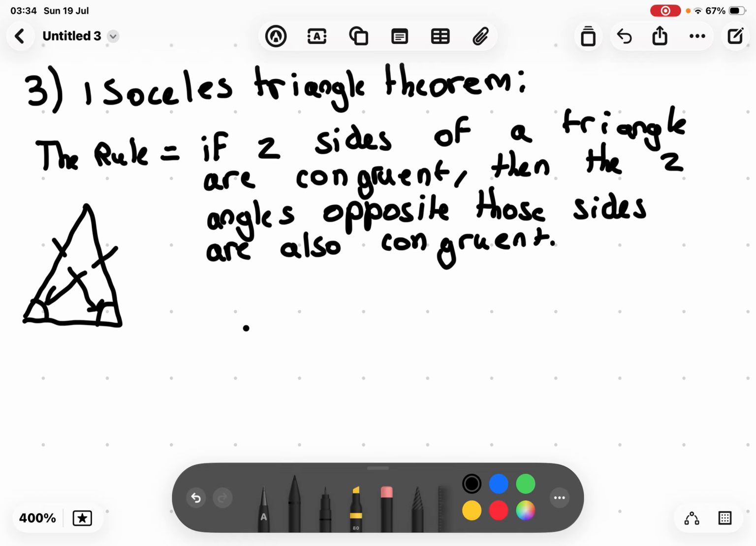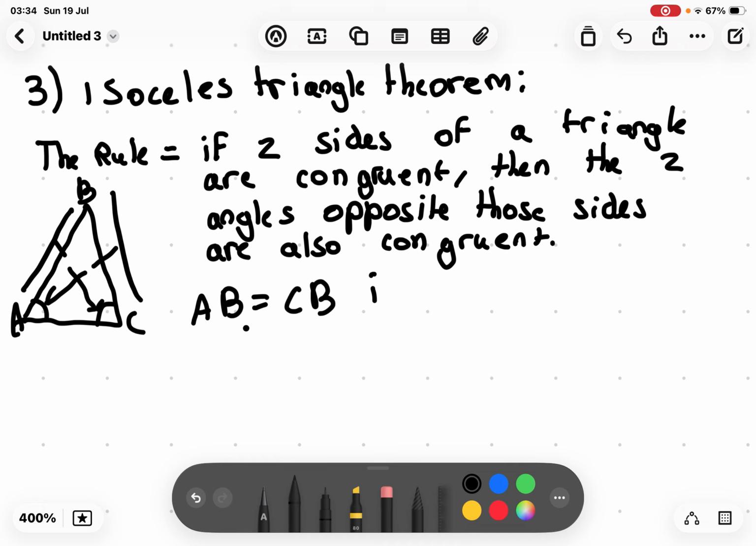So let's say B, A, C. A to B is equal to C to B. This is equal to this. And in that case, if that's the case, then angle A will equal angle C. So, like the angle. I could write it small ones.